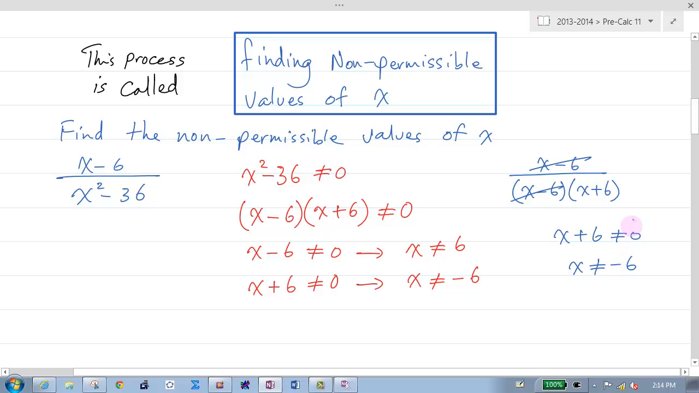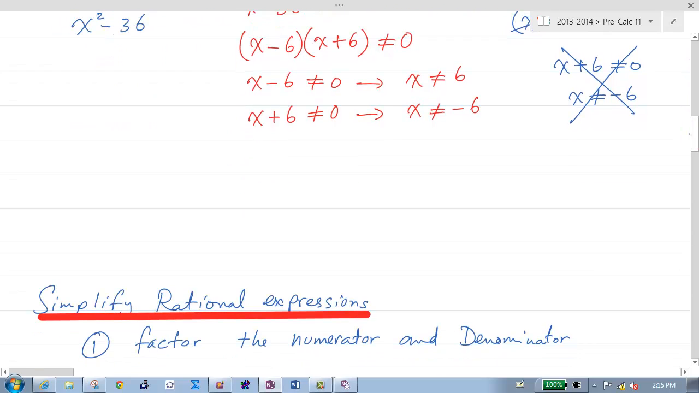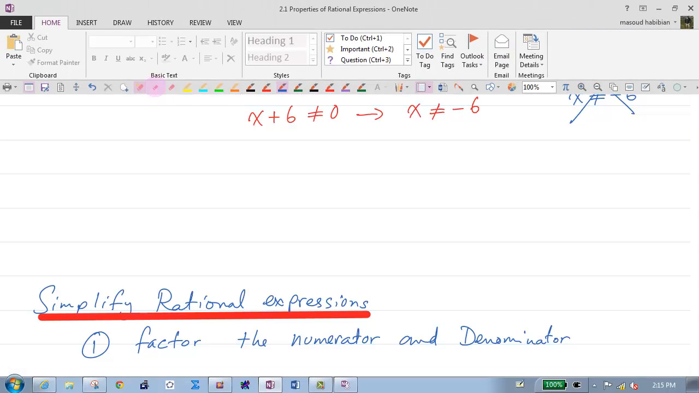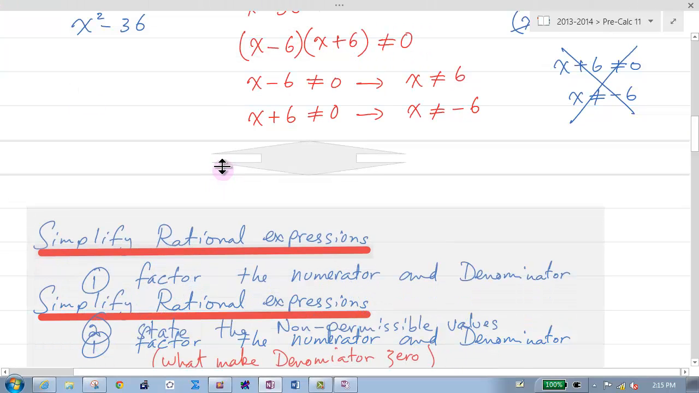non-permissible. So this is halfway, right? You're removing the factor before you're finding the non-permissibles. So find the non-permissibles first, right? Then after you found the non-permissibles, then you go after simplifying the rational expression, which is our next topic. Okay, simplifying rational expressions is something that we're going to do.